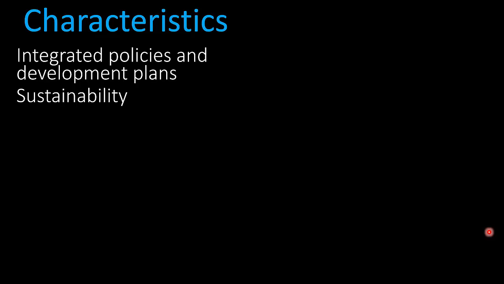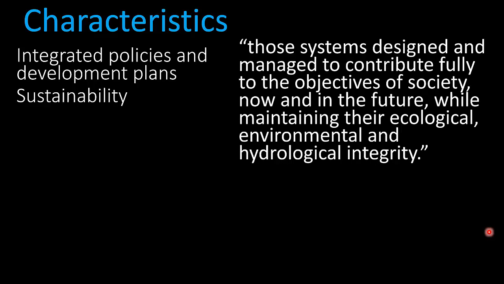So in these terms, sustainable water resources were defined by Peter Loucks, as some of you are reading in this chapter, as those systems, and this is a 1997 definition, designed and managed to contribute fully to the objectives of society, and this can be for energy, for economics, for recreation, for protecting the environment, for agricultural production, for having a good life at home, now and in the future.